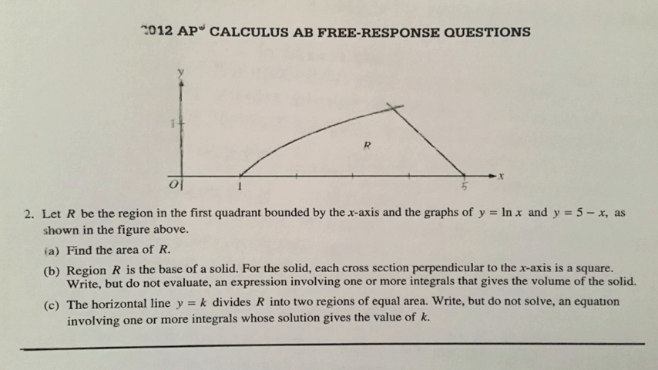This is number 2. The problem gives you a graph, and it shows the lines y equals ln of x and y equals 5 minus x, and their intersection in quadrant 1. Part A asks you to find the area of R, which is the area underneath both curves and above the x-axis. Just a side note, I will be using the TI-84 Plus CE calculator in this video.